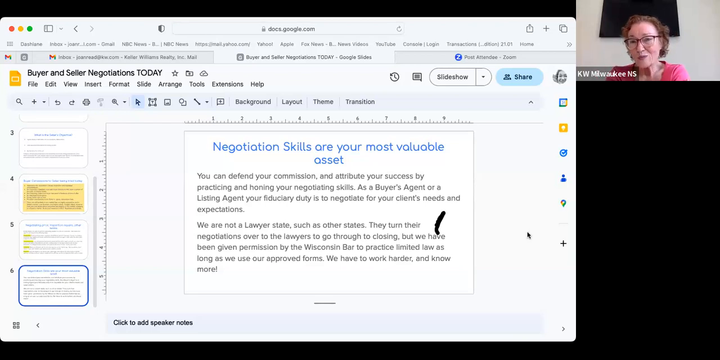But what it means is Wisconsin real estate agents have to work harder. We have to know more. So you're a better negotiator the more prepared you are and the more information you have. So that's my story today.